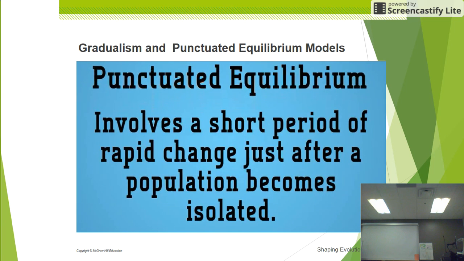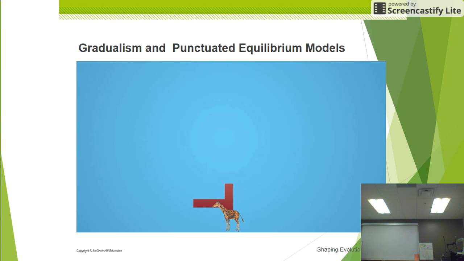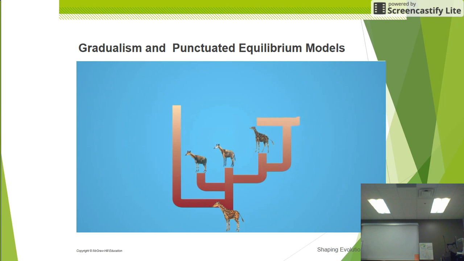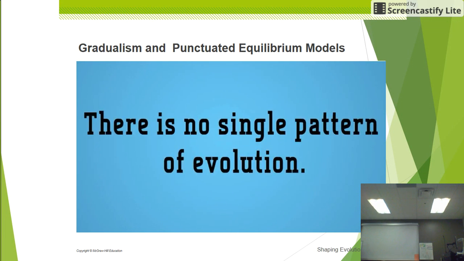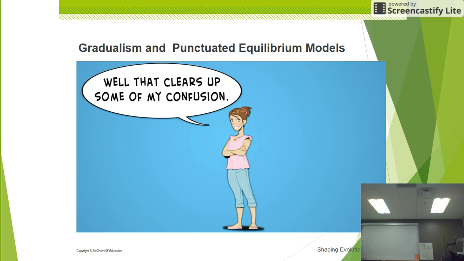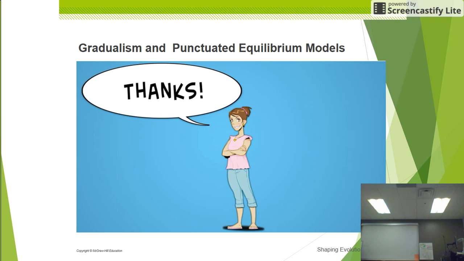This involves a short period of rapid change of a population, most likely after it becomes isolated. In this pattern, the population forms a new species, after which the process slows down and approaches stasis. As you can see, there's no single pattern of evolution. Instead, it's all about favoring organisms that breed and pass on their genes however they can.